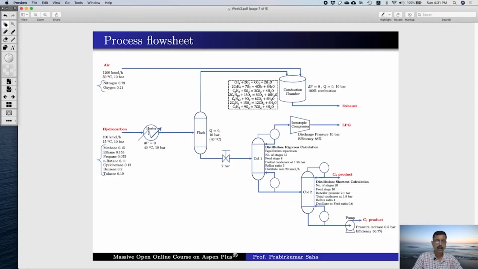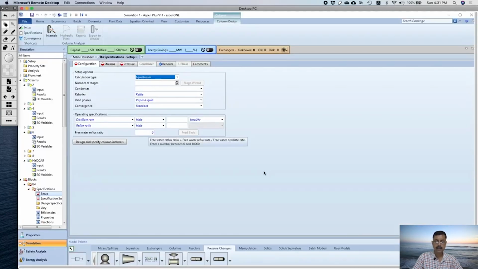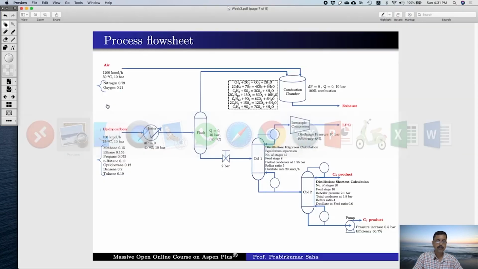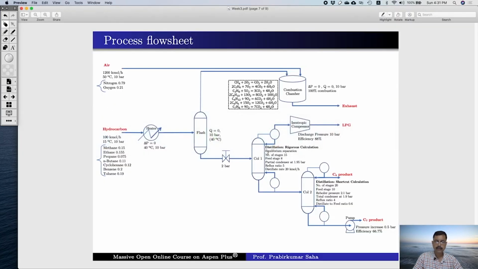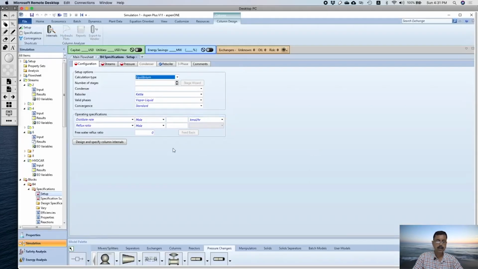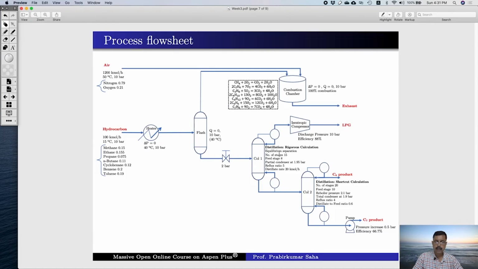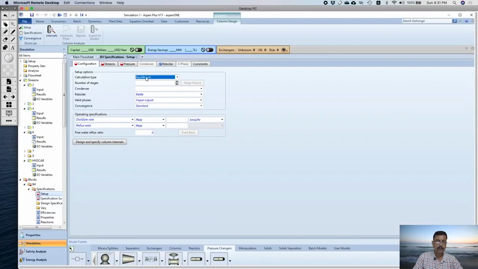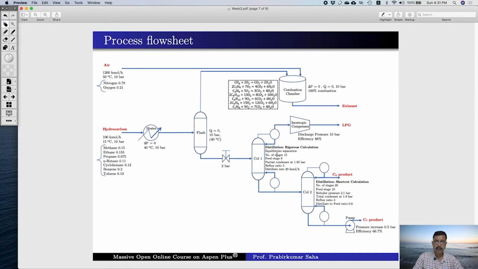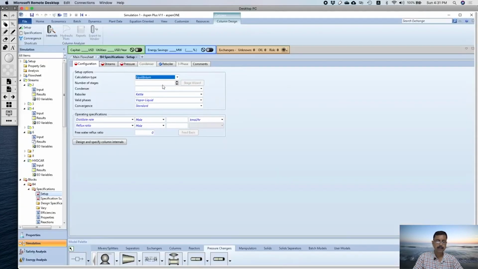Well, we have to specify the distillation column specification. So what are the specifications that we have? Distillation, that will be rigorous calculation. So it will be equilibrium separation. So we keep it equilibrium. There will be 15 stages. So we write here 15.